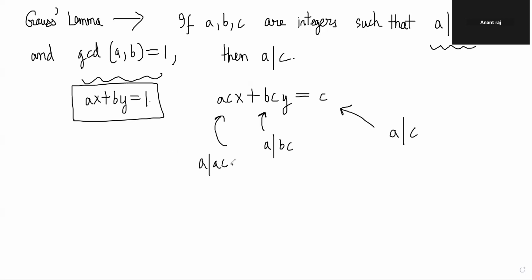Do you understand what I'm saying? From here we got this condition. Here we multiplied by C on both sides and got this equation. Because A divides BC, I know A is a common divisor for both of the terms, right? So A must also divide C, right? So now we will use this kind of logic to solve some problems.